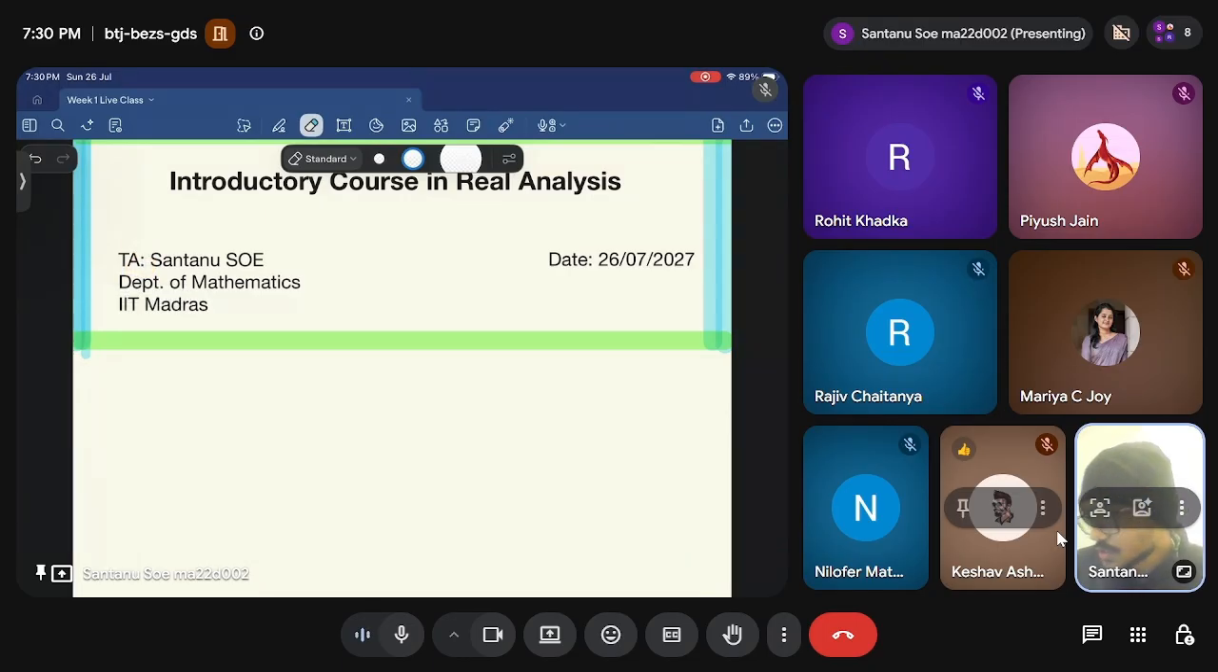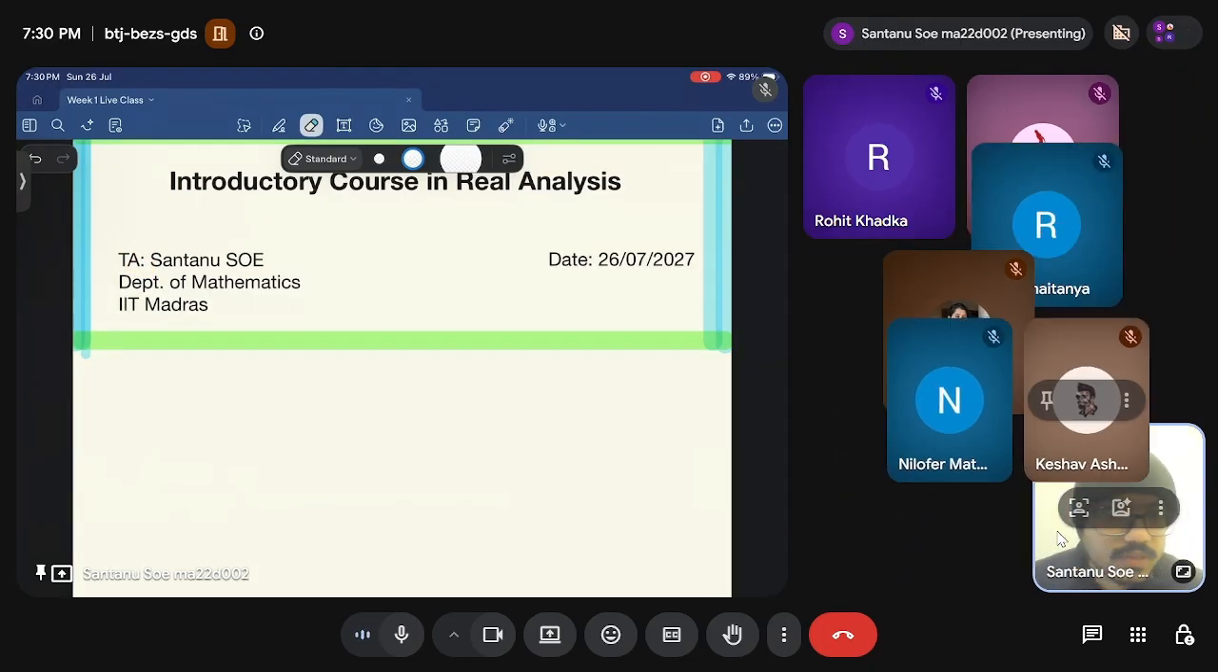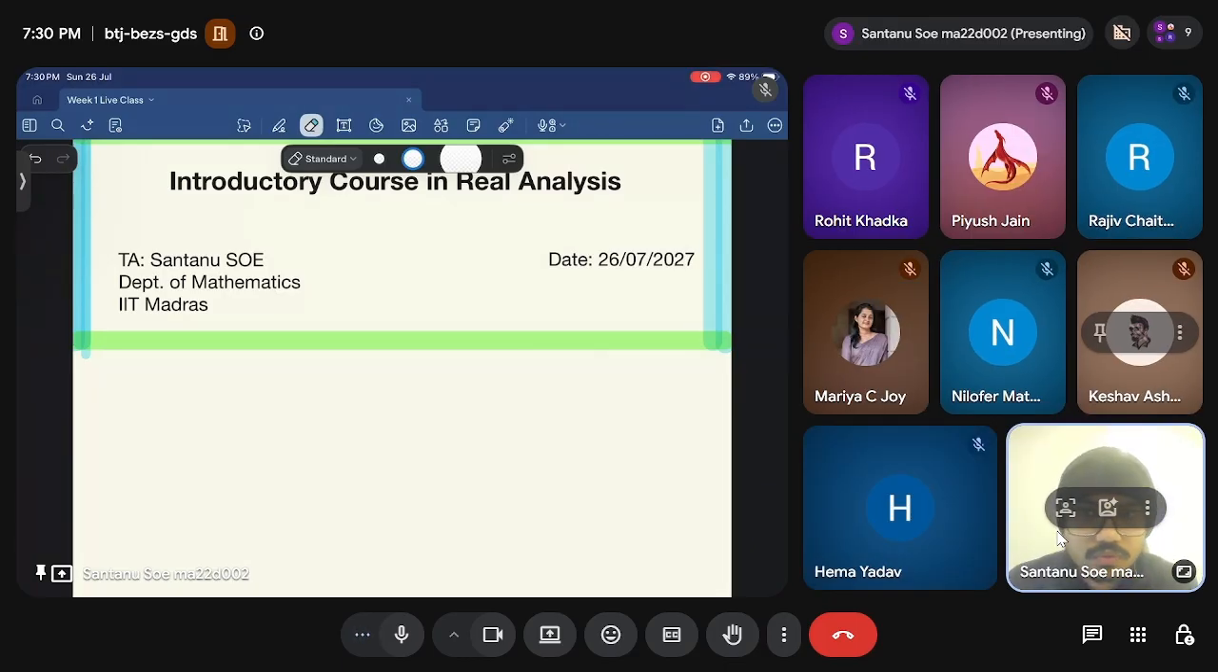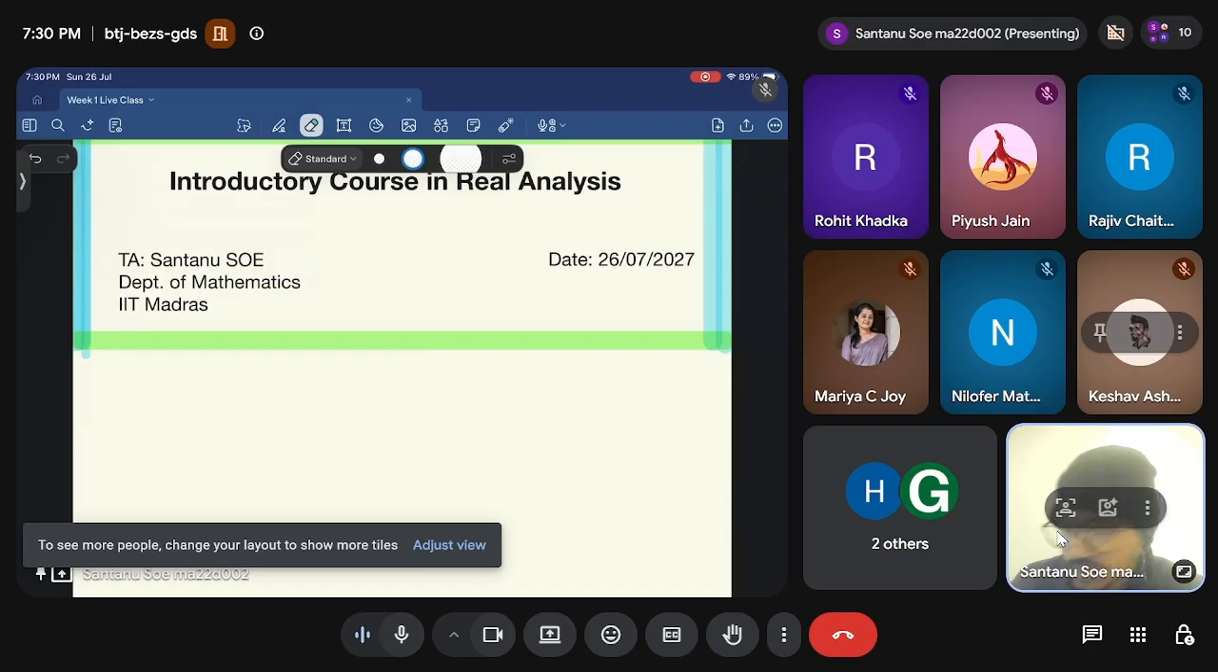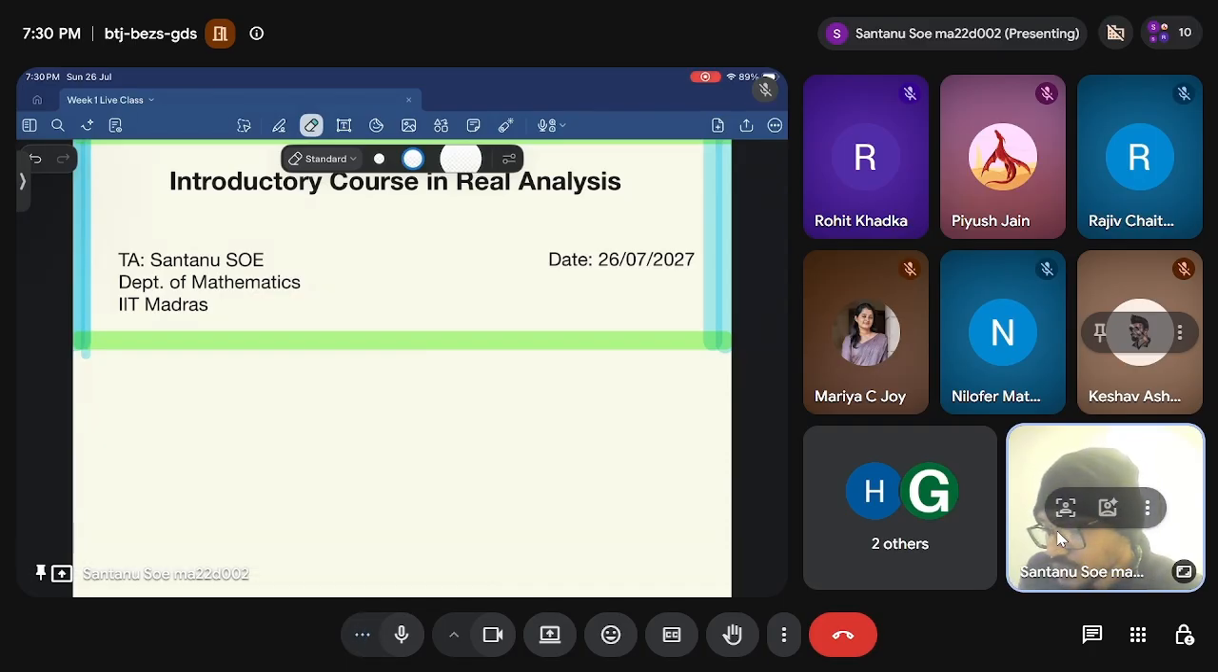Okay, so before starting, let me introduce myself. My name is Santanu, and I'm a fourth year PhD student in the Department of Mathematics, IIT Madras, and I'll be doing TA for this introductory course in real analysis. Each week on Sunday, I'll be taking 2 hour classes to solve some problems so that you guys can solve the assignment problems given in the main course. And in case you have any doubts on the corresponding week, you can always ask me questions here so that I can clear all of your doubts. Okay.